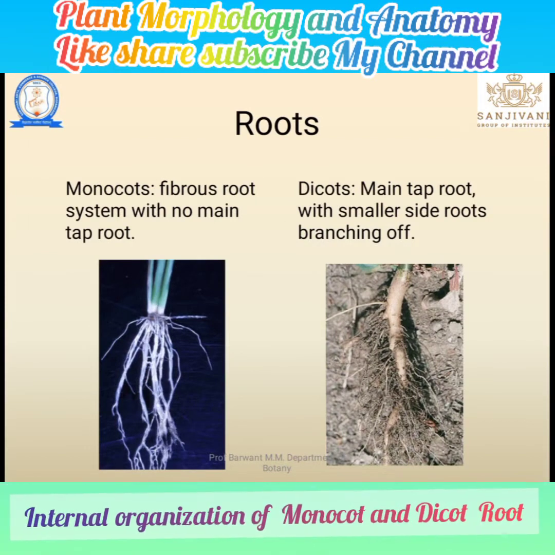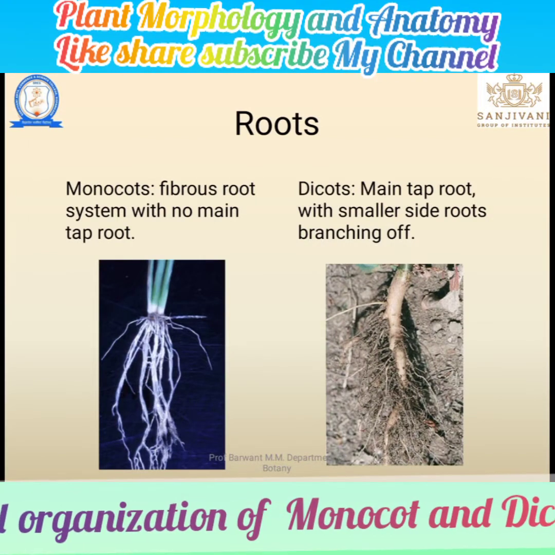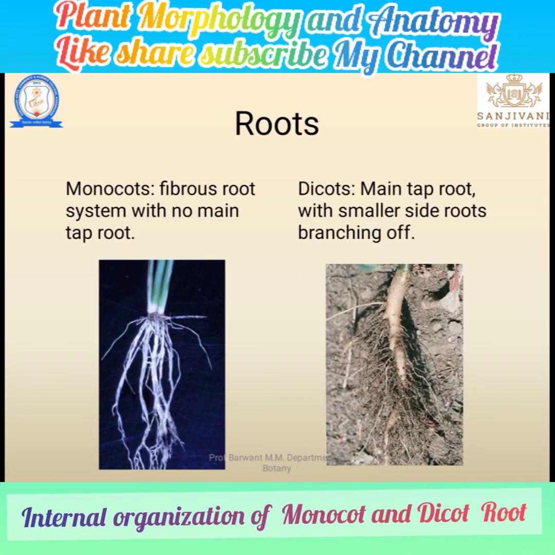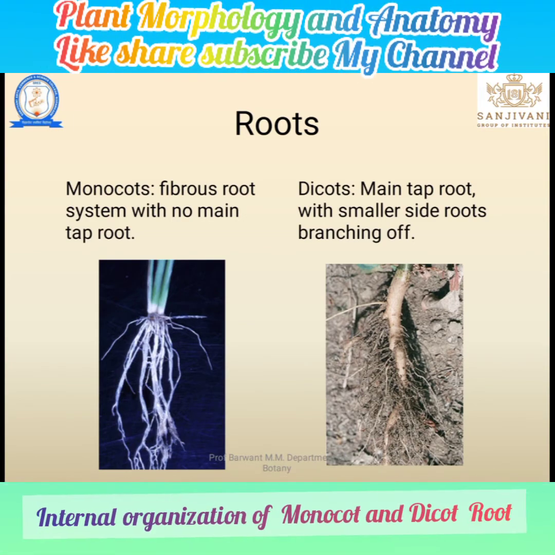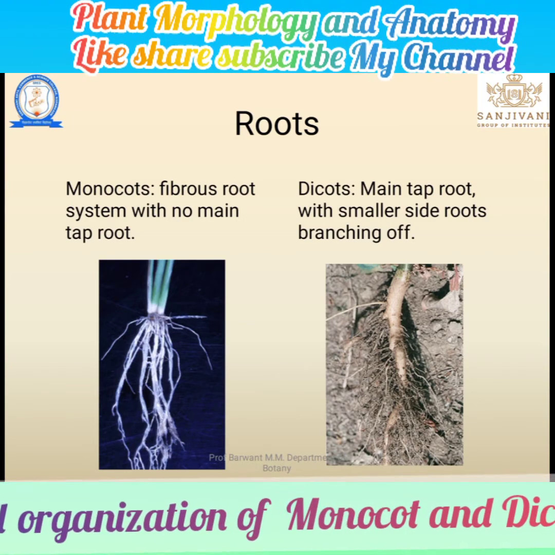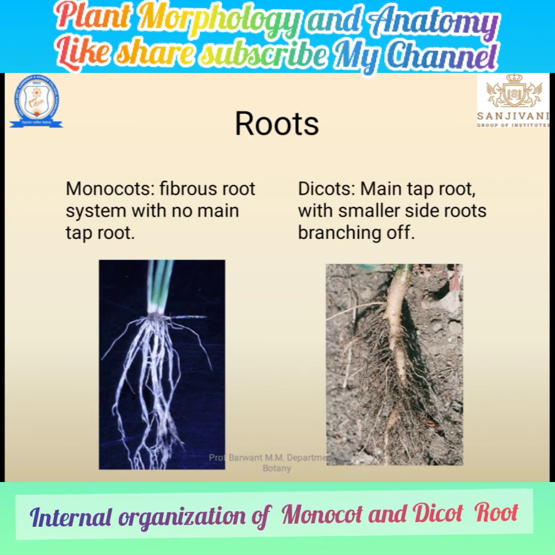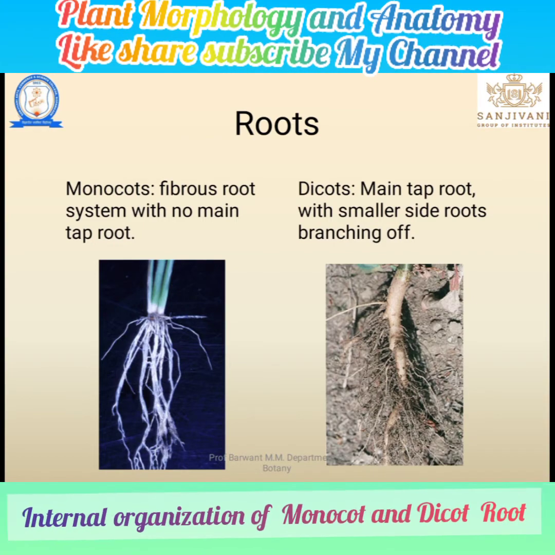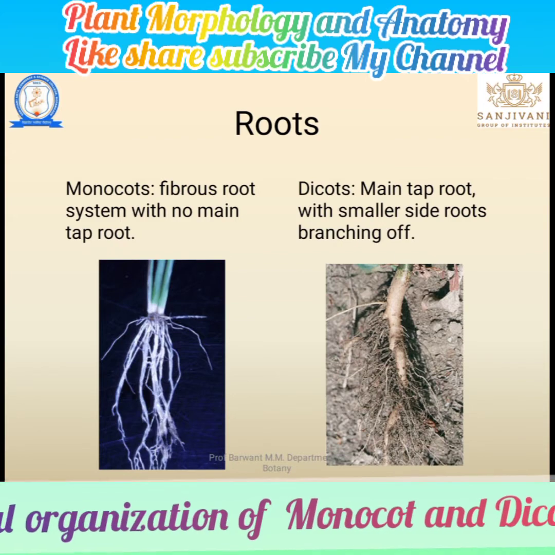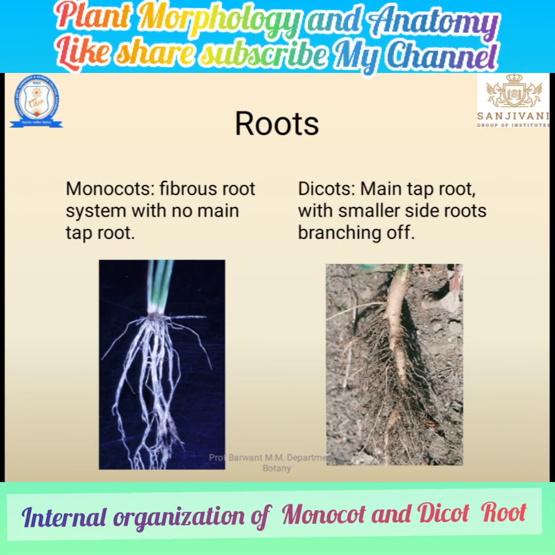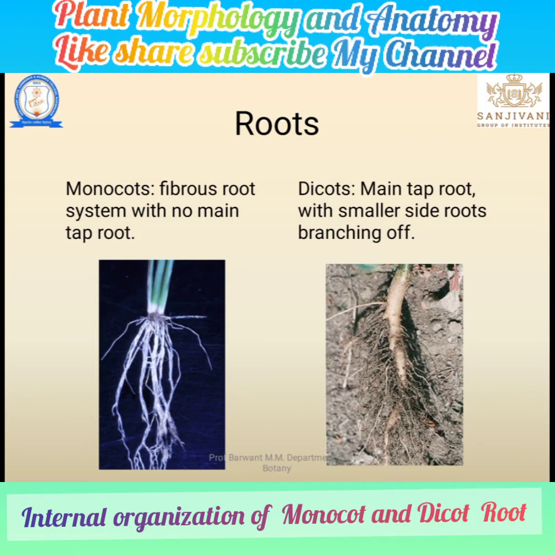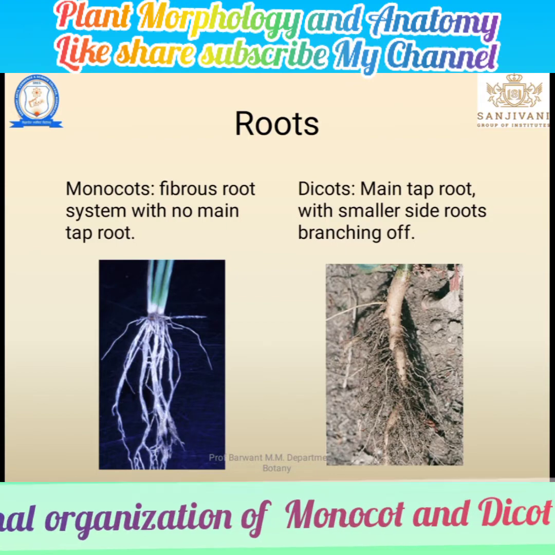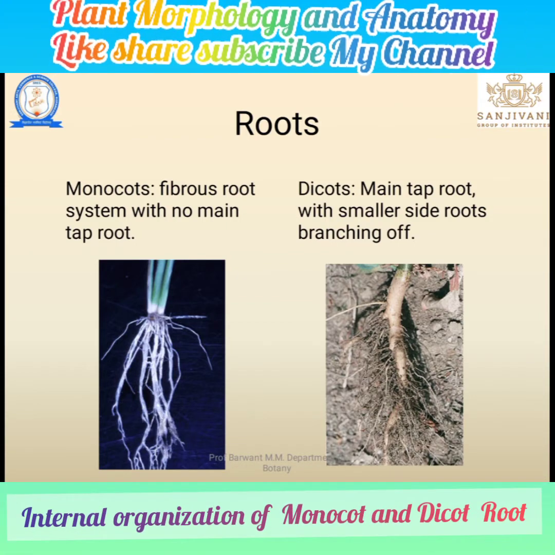Root: in monocot, they have a fibrous root system. Fibrous root system means there is no branching or main root present. From the base of the stem, a number of rootlets form, that is known as the fibrous or adventitious root system. And the other, the taproot system: at the end of the stem they produce the main root. From the main root, different types of rootlets are produced, that is known as a taproot system.